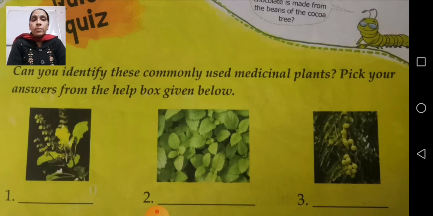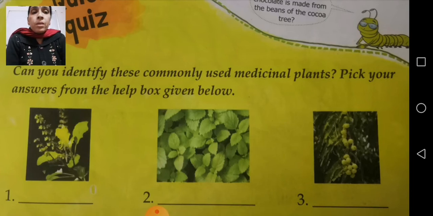Tulsi, again important. Number 2 is pudina. Pudina is again very important for diseases related to your digestion. If the digestion is proper, then you don't require pudina. But many times, basically in summers, we have this kind of issue, and a few persons have that kind of problem. That's why we were revising all these, which we already did in the previous video. Now pick your answers from the help box given below.